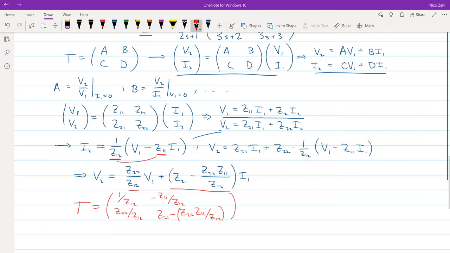Do you guys have any questions, comments, concerns? Want to know more about why you're learning all these matrices? Anything?